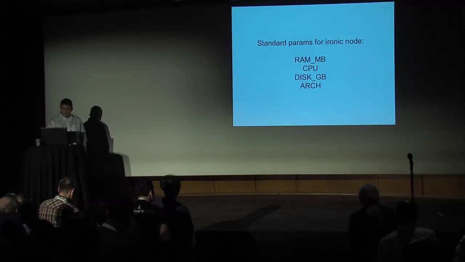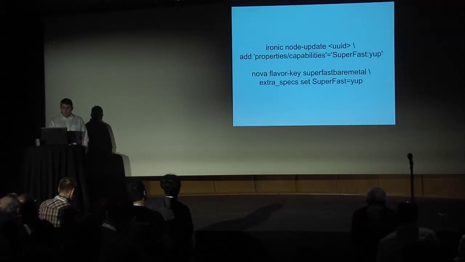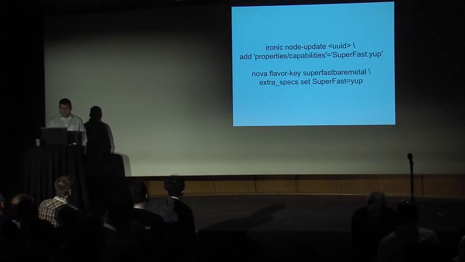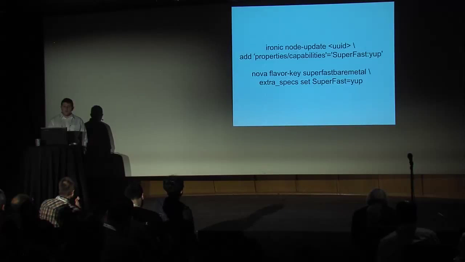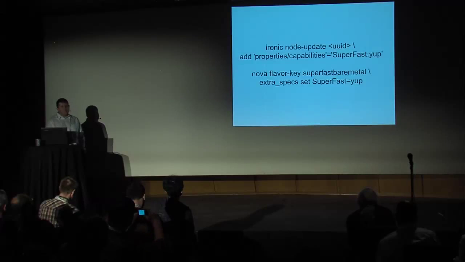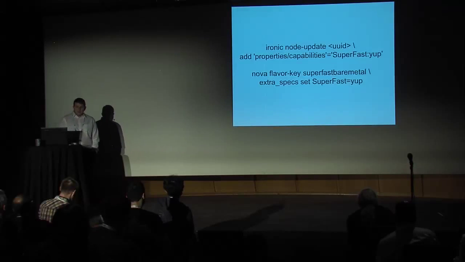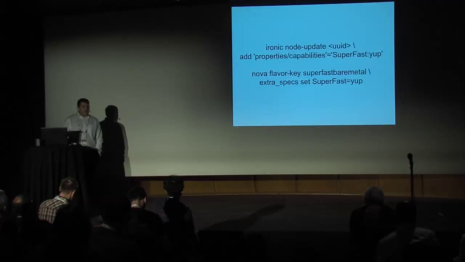So on the Ironic side, we go and add properties/capabilities to the individual Ironic nodes, and that just becomes a flavor key for the flavor that we're using to deploy. So as long as super fast is set to yup, then we'll get the right image. And if they choose the super fast bare metal, they'll only go to nodes that have super fast set to yup. So that's about it for actually setting it up.